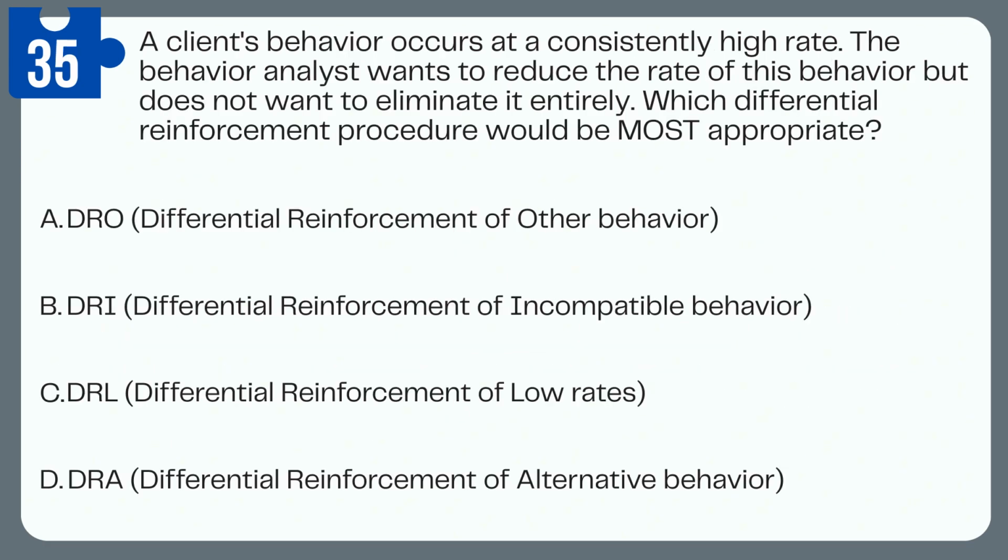Question 35. A client's behavior occurs at a consistently high rate. The behavior analyst wants to reduce the rate of this behavior, but does not want to eliminate it entirely. Which differential reinforcement procedure would be most appropriate? A. DRO, differential reinforcement of other behavior. B. DRI, differential reinforcement of incompatible behavior. C. DRL, differential reinforcement of low rates. D. DRA, differential reinforcement of alternative behavior.